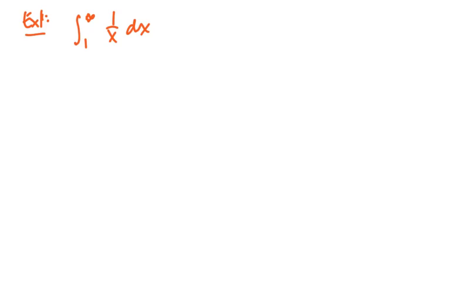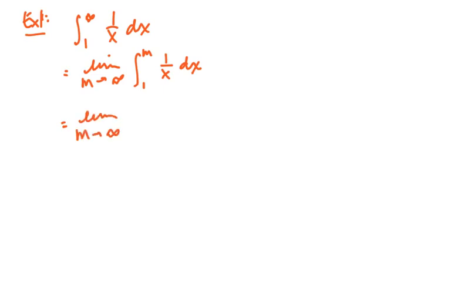So let's go back to this example. The key step here is we say the limit, as they use t, I'm going to use the letter m. As m approaches infinity, the integral from 1 to m of 1 over x dx. That's the key. Then we're going to do the integral, but we need the limit each time. So we're going to bring it down and say the integration from 1 to m. The integration of 1 over x is natural log of x from 1 to m.